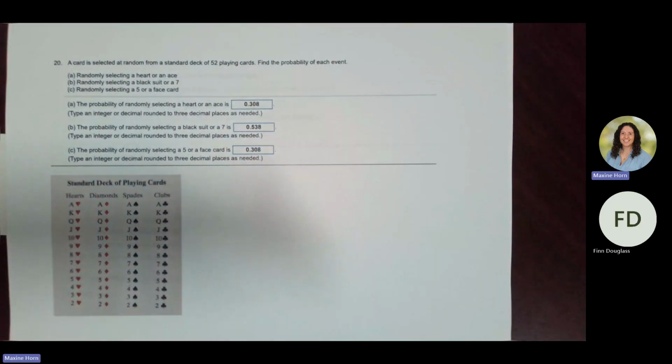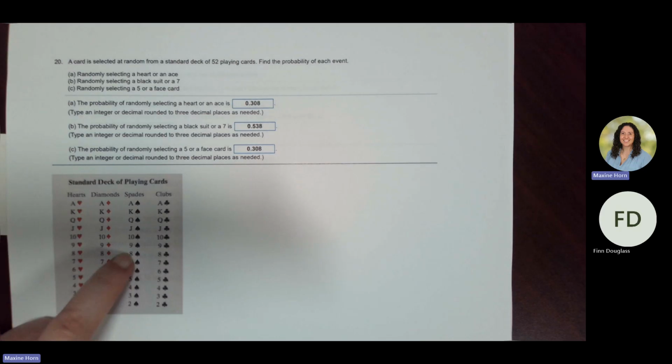Okay, so more fun with cards. Again, they're not giving you this diagram. I just took a picture of this from the book and put it on this problem so that we could better see what was happening here.